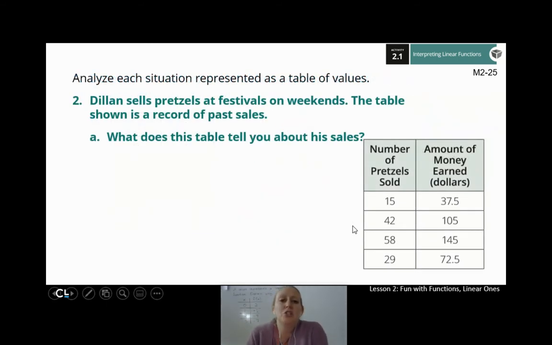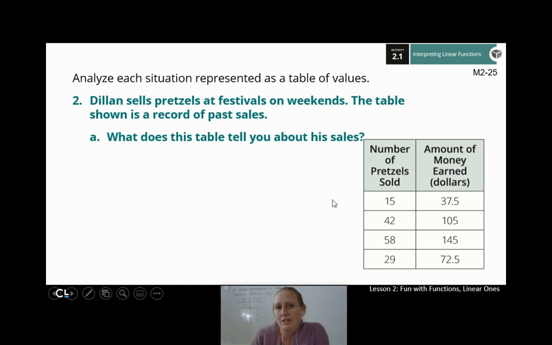So, analyze each situation represented as a table of values. Here's Dylan. Dylan sells pretzels at festivals on weekends. The table shown is a record of his past sales. 15 pretzels earned him $37.50. 42 pretzels got him $105. 58 pretzels got him $145, and 29 pretzels earned him $72.50. So, what does this table tell you about his sales?